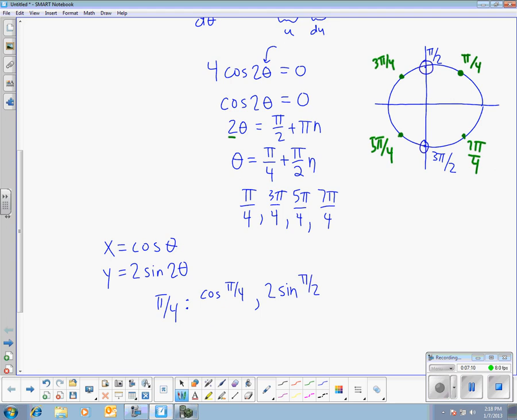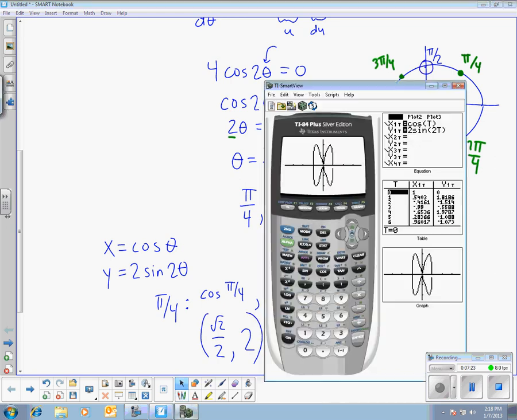In other words, cosine of pi over 4 is square root of 2 over 2. And 2 sine pi over 2: sine of pi over 2 is 1, double that and you get 2. So square root of 2 over 2, comma 2. That's our first point, and that is right here. Square root of 2 over 2 is 0.7-ish, so I'll go over 0.7-ish, up 1. You can tell from the symmetry in this graph that all of my points are going to have these same values, just some positive and some negative.